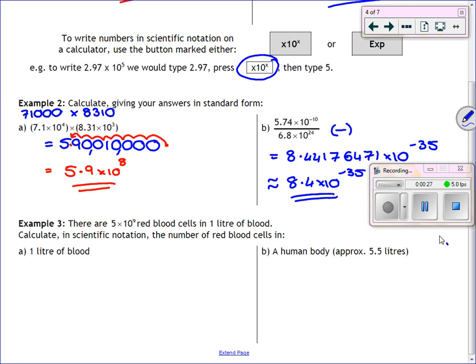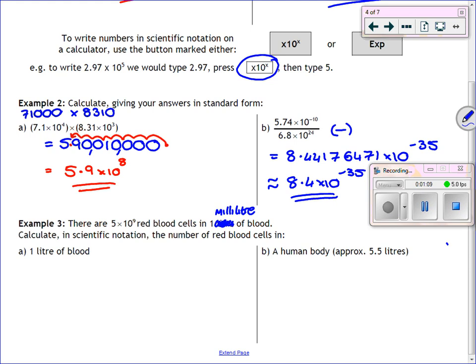The example 3 here, it says there are 5 times 10 to the power 9 red blood cells in 1 litre. It should not be 1 litre, it should be 1 milliliter. You have a lot of red blood cells in your body. So that should read there are 5 times 10 to the power 9 red blood cells in 1 milliliter of blood. And it makes part A make more sense now. Calculate in scientific notation the number of red blood cells in 1 litre of blood.